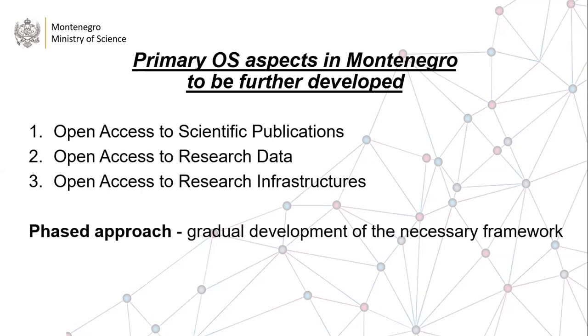So considering the limited number of activities in this area, in order to change research culture and to achieve greater efficiency in introducing the obligations of practicing open science principles, we found it necessary to apply a phased approach. So as to gradually develop the necessary framework, including technical, organizational, regulatory, and other aspects. This also implies inevitable awareness raising of all stakeholders about the importance of open science. So what does this specifically mean for the three aspects that we define?